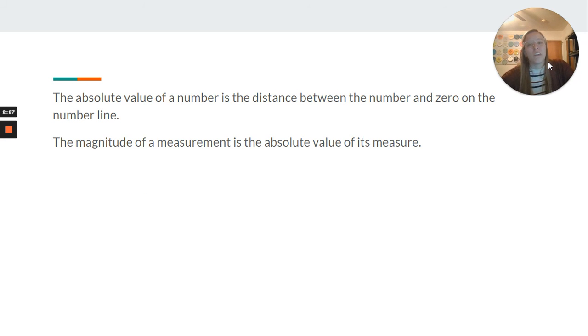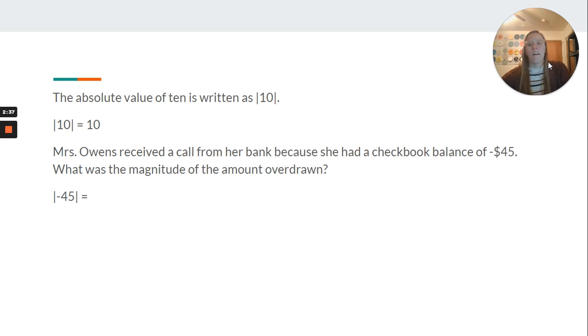We looked at absolute value. So absolute value of a number is the distance between the number and 0 on the number line. The magnitude of a measurement is the absolute value of its measure. So absolute value is written with those two brackets. So the absolute value of positive 10 is 10.